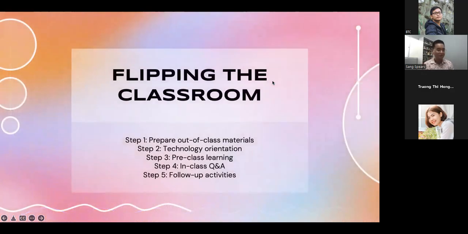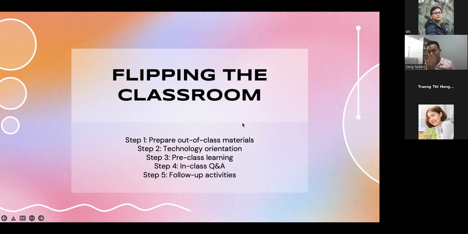The next part would be flipping the classroom. Flipped classroom is not actually very new to the Vietnamese classroom in some areas, I guess. For flipping the classroom, there are also 5 steps that I suggest here. But as I mentioned, there may be more steps that could be conducted in the flipped classroom model. So this is just for your reference.